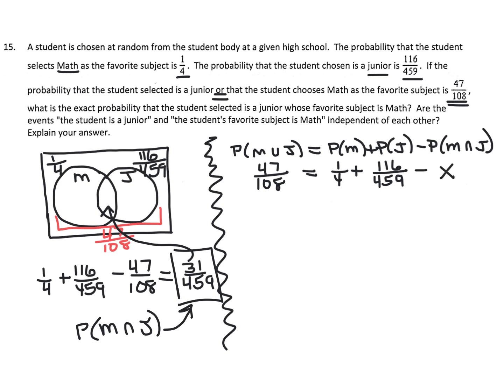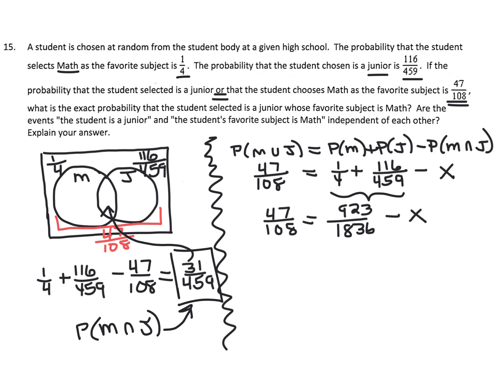All right, so to solve this equation, what we do first is we combine our like terms. And isn't that the first thing we did here? We added these together. All right, so when you do, you wind up getting 923 over 1,836.